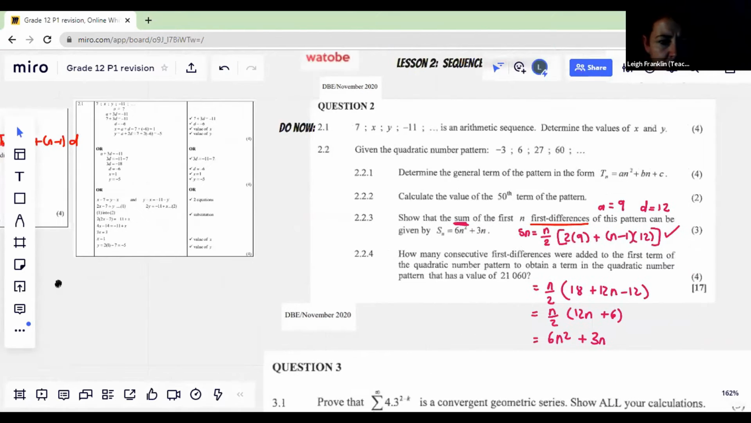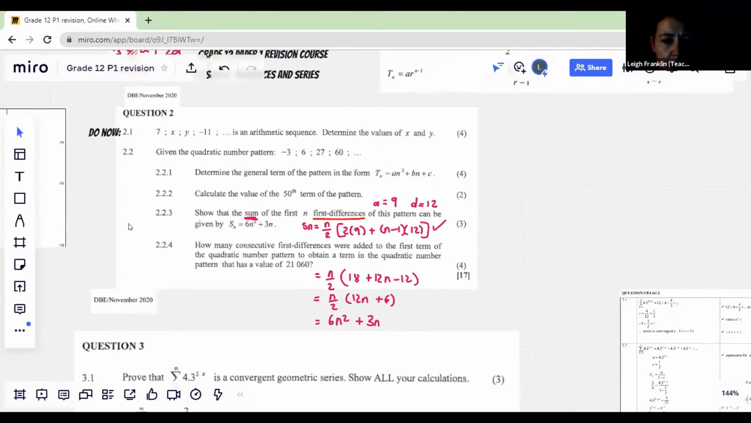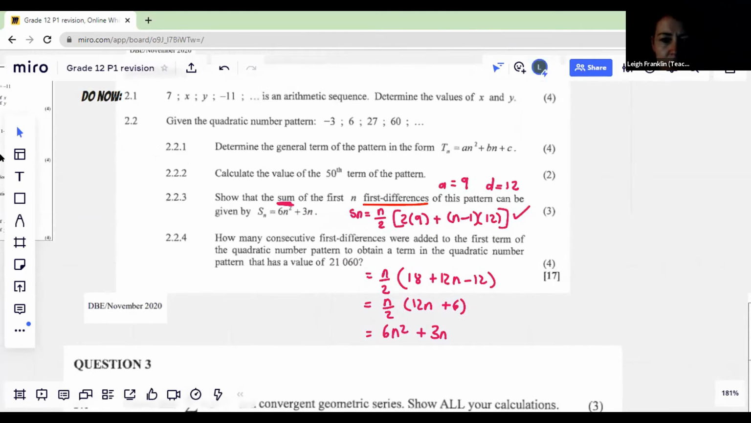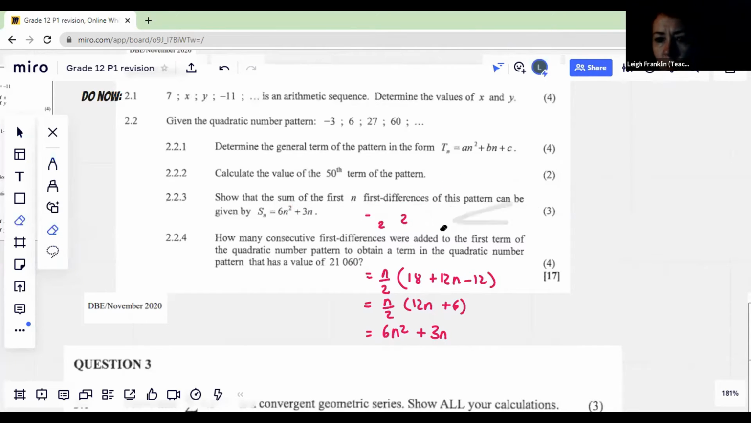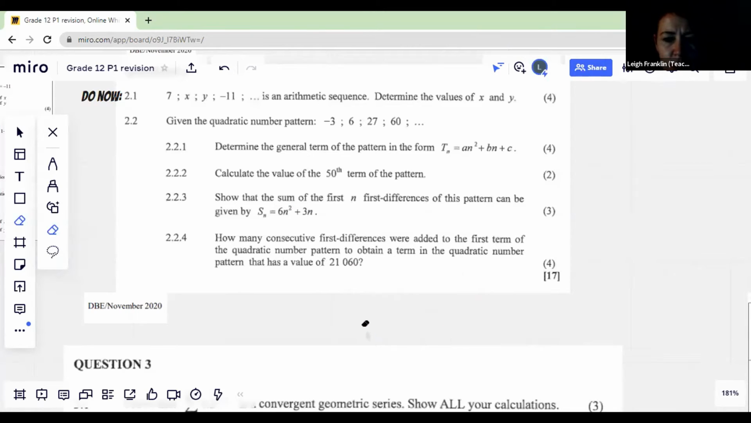All right, so now I hope your brains are sufficiently warmed up, because now we are going on to a more challenging question. All right, 2.2.4. So have a look at that. How many consecutive first differences were added to the first term of the quadratic number pattern to obtain a term in the quadratic number pattern that has a value of 21,060?